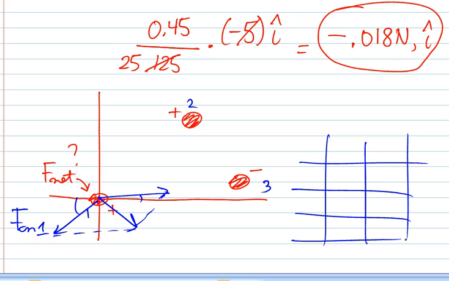Okay, so I hope that you got something out of this. If not, at least you have an introduction to unit vectors. Now in the next video, we will talk about electric fields.